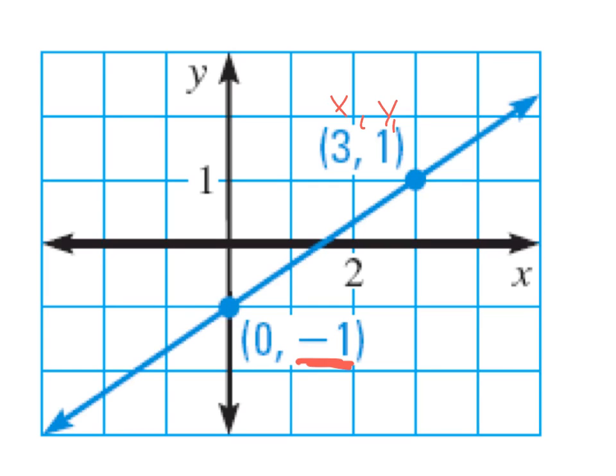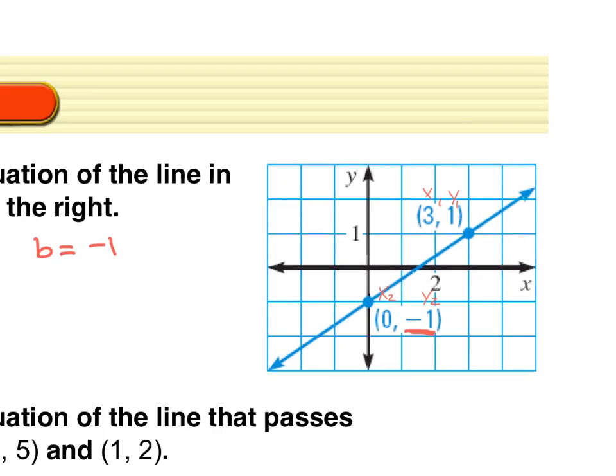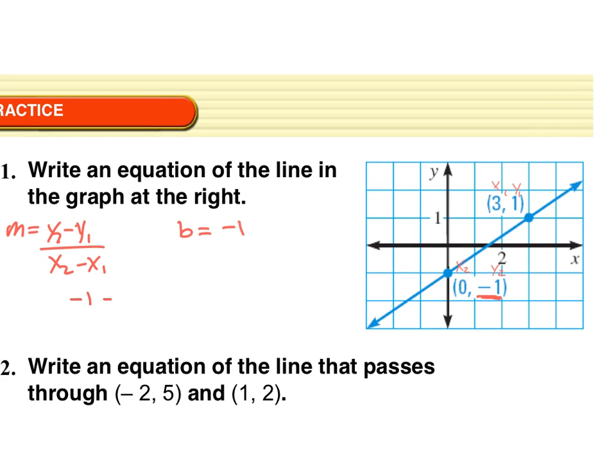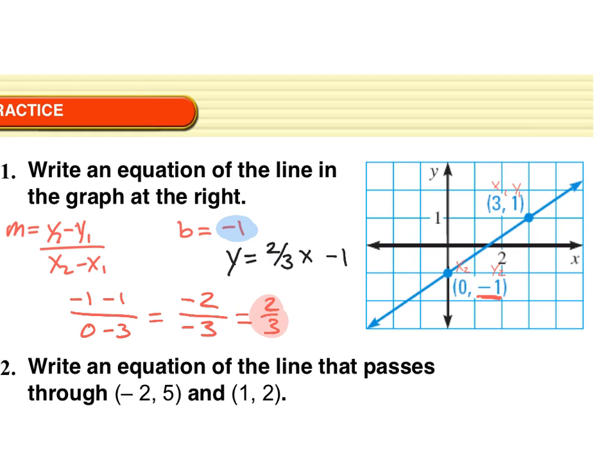Okay? Then you're going to do negative 1 minus 1 over 0 minus 3. And then negative 2 over negative 3. And that's just 2/3. Perfect. So we've got our slope. We've got our y-intercept. What do I do with it? You're going to plug it into y equals mx plus b, so y equals 2/3 x minus 1, or plus negative 1, whichever. Same thing. Yep. Plus negative 1, minus 1, same thing.